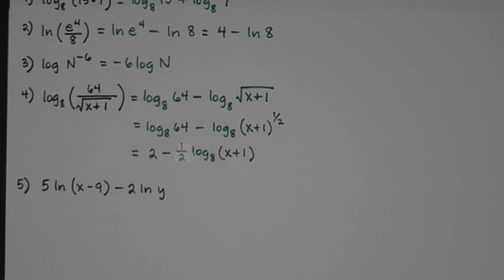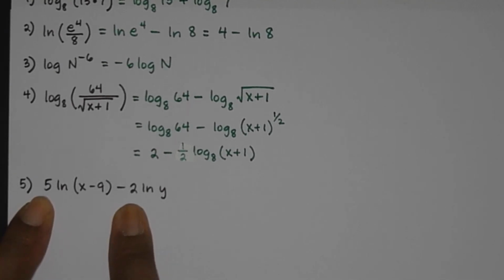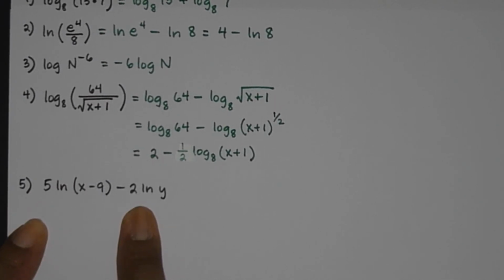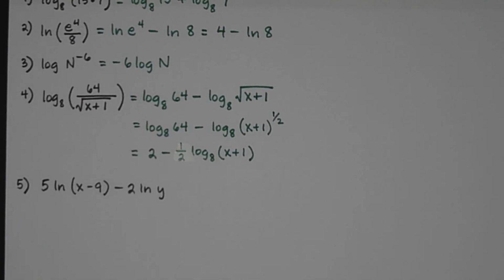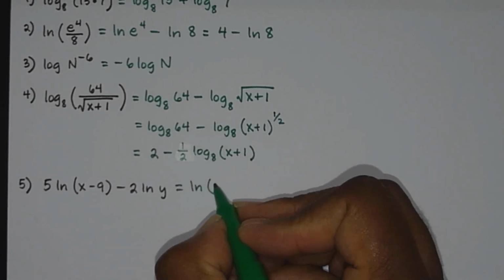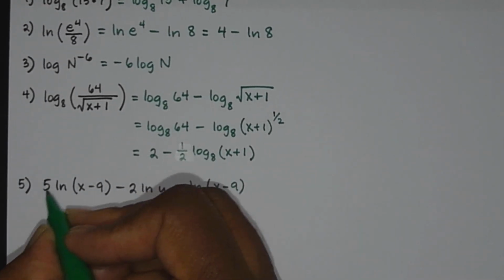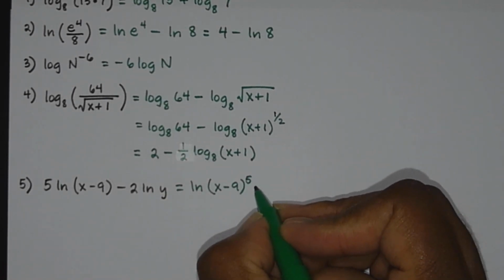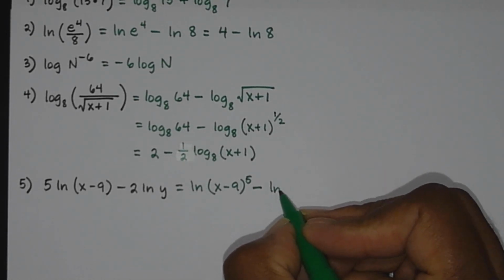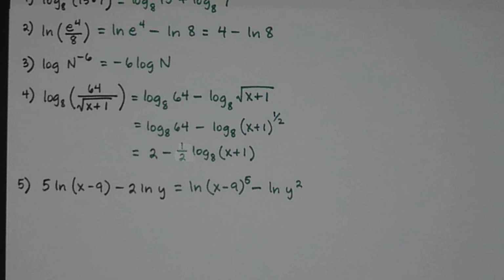So if we have 5 ln of the quantity x minus 9 minus 2 ln of y, our coefficients need to be 1. So the rule that we're going to have to use here is the power rule. That means that these coefficients will be your exponents. So here that 5 will be the exponent for the x minus 9. So I'm going to write that as ln of the quantity x minus 9 raised to the 5th power. Minus, and this 2 would be your exponent for the y. So it'll be ln of y squared.